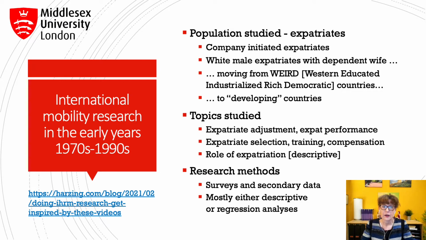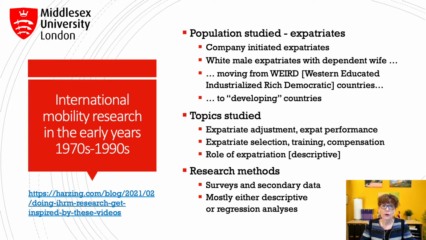So this is where the literature was when I started my PhD in the early 90s, looking back to what was published from the 70s onwards. The focus was very much on expatriates only, and they were typically company-initiated expatriates. They were also typically white male expatriates who had a dependent wife and were sent out from what we call WEIRD countries, Western, educated, industrialized, rich, democratic countries, moving to developing countries in need of skilled labor.